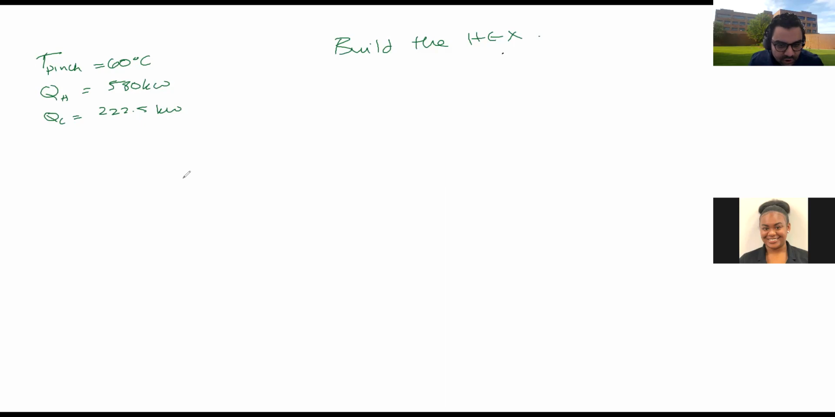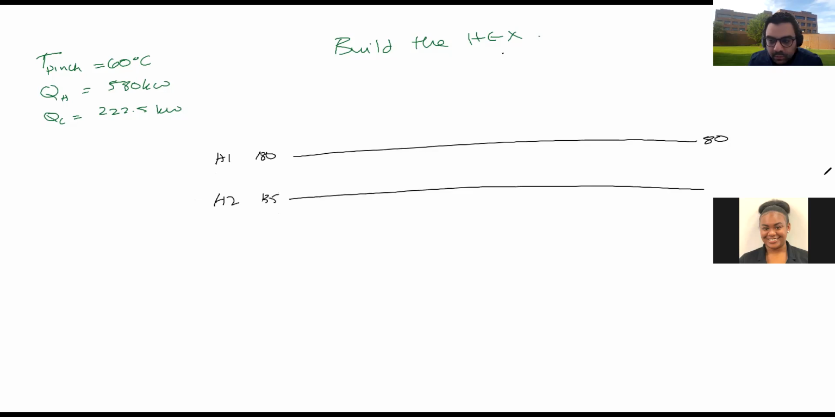The first stream is H1. So I have H1, it goes from 180 all the way to 80. You just note that I'm using the original temperatures. I'm not using the adjusted temperatures which we use to do our cascade diagram. Just use the original temperatures and just plot your streams. H2 was from 135 all the way to 45.